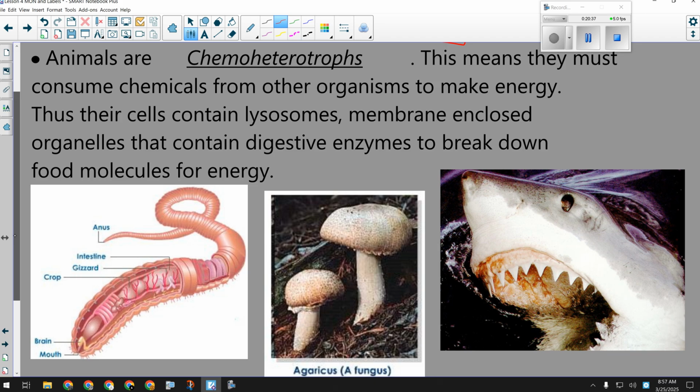But in the end, they're still a chemoheterotroph. They are digesting and using the chemicals from another organism to live. Now, to be a chemoheterotroph, your cells will have to contain these lysosomes. Lysosomes are organelles, so an organ within the cell, organelle, that produce digestive enzymes. And they can break down complex materials, proteins, starches, and things like that, into simpler things like glucose that your cell can use for fuel.